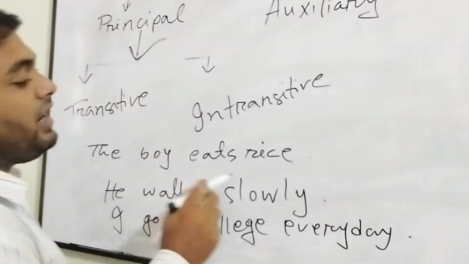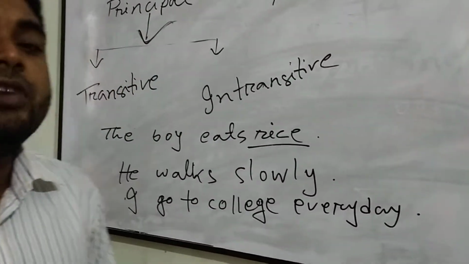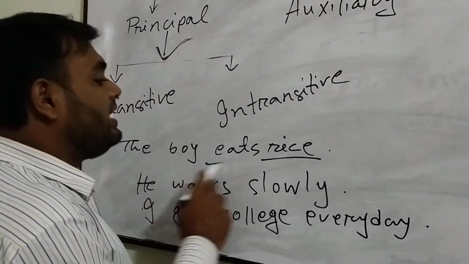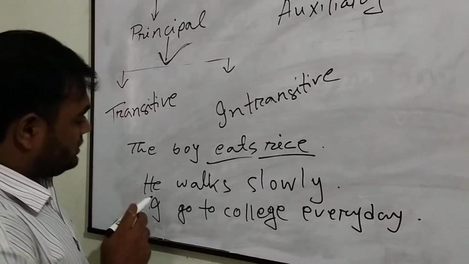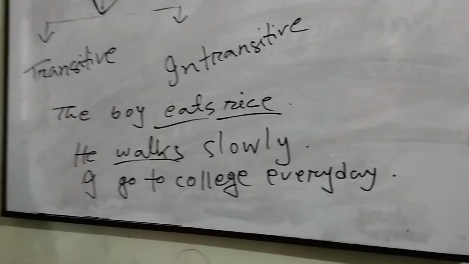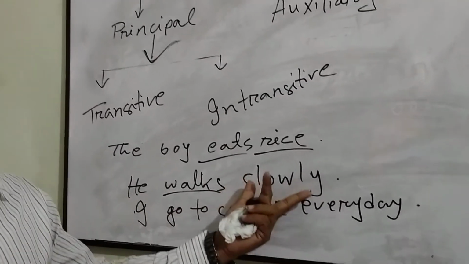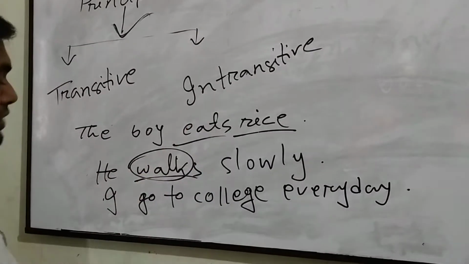Here, the boy eats rice. Without the help of rice, he cannot eat. Here, rice is an object, so the verb eat is a transitive verb. But in the other two sentences, he walks slowly. He walks. The boy walks. There is no object in the sentence, so walks is an intransitive verb.